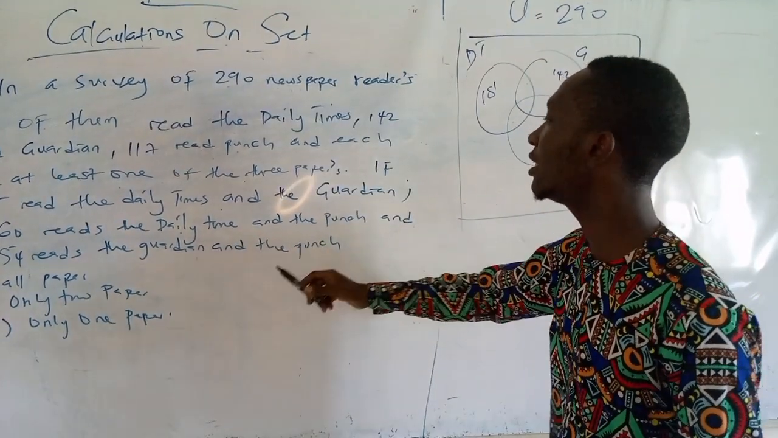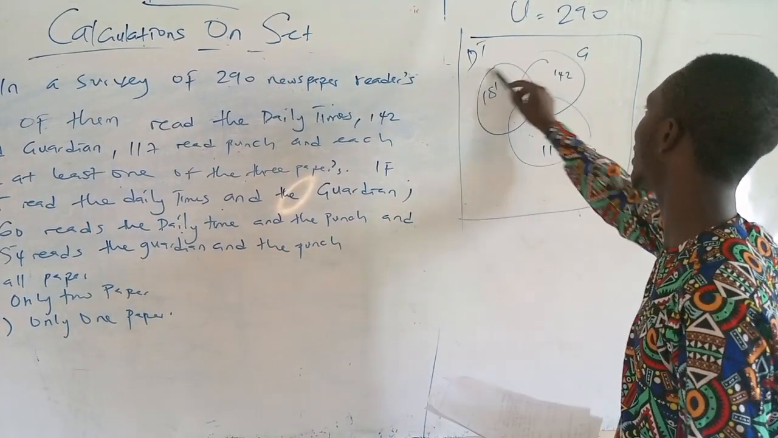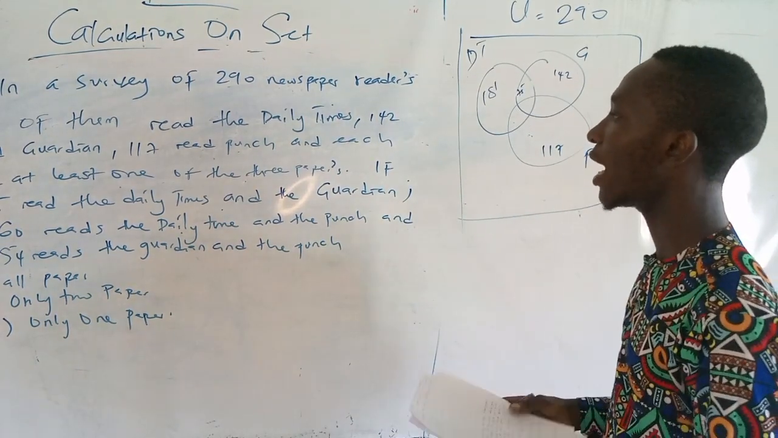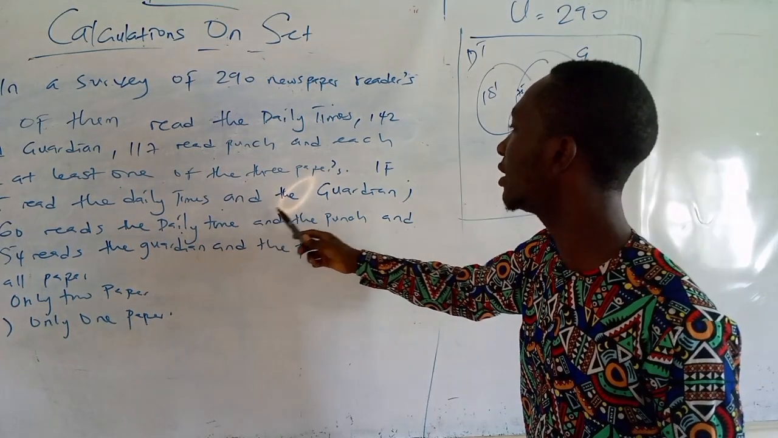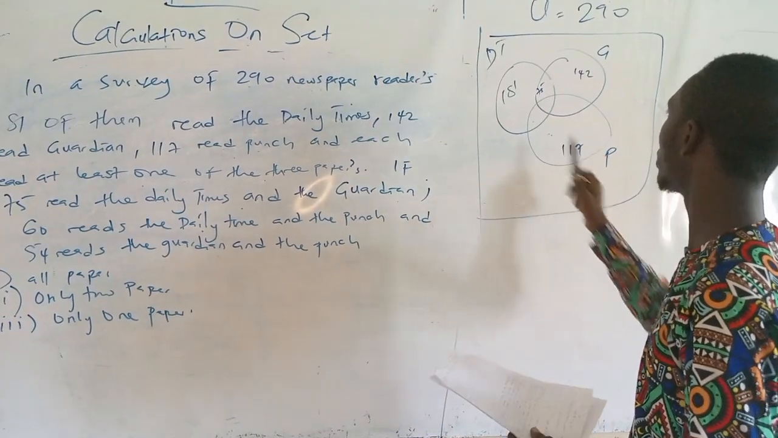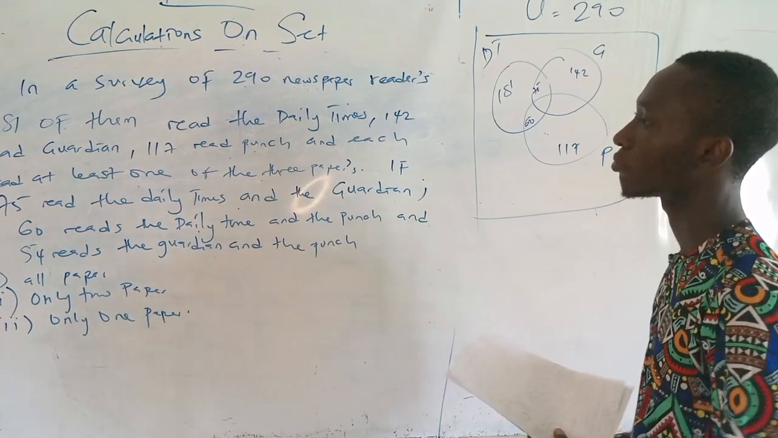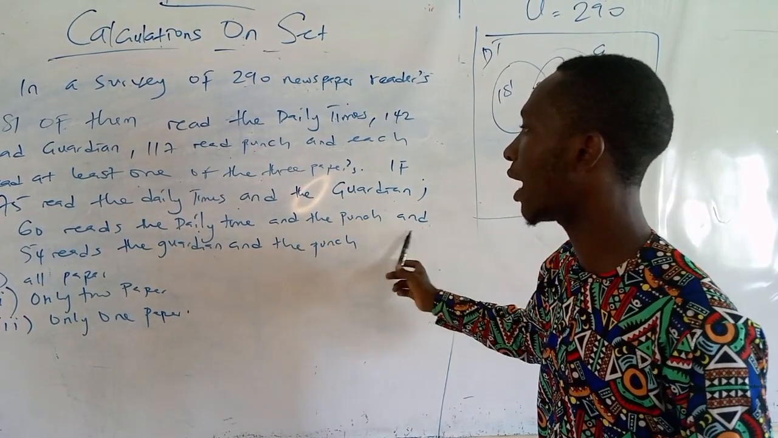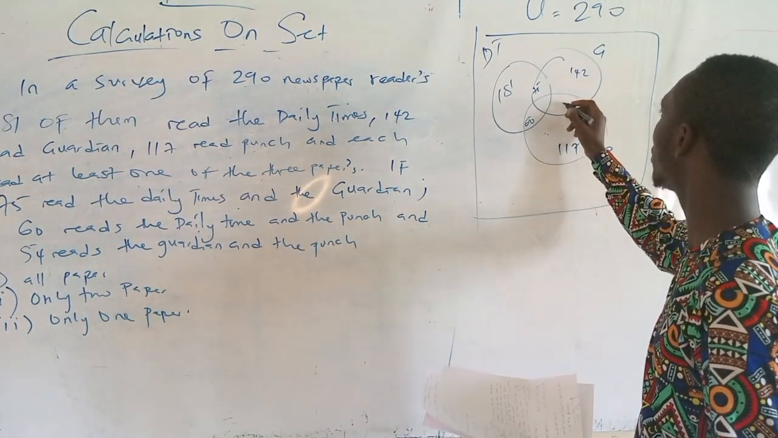If 75 read the Daily Times and the Guardian, this place is for Daily Times and Guardian, so you write 75. 60 read the Daily Times and the Punch. This is the circle that represents 60 read Daily Times and Punch. And 54 read the Guardian and the Punch. So Guardian and Punch, 54.